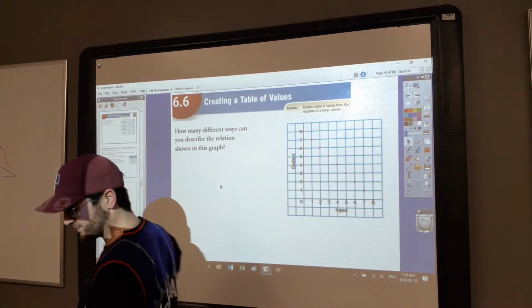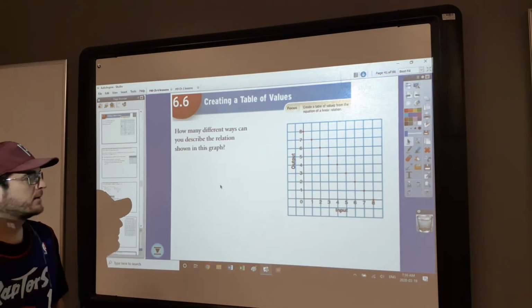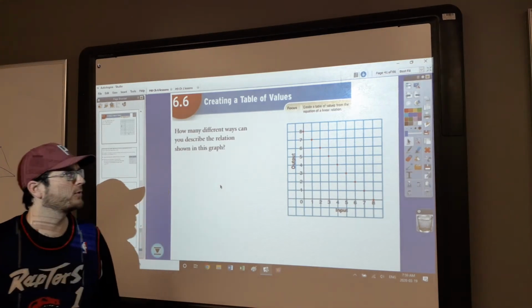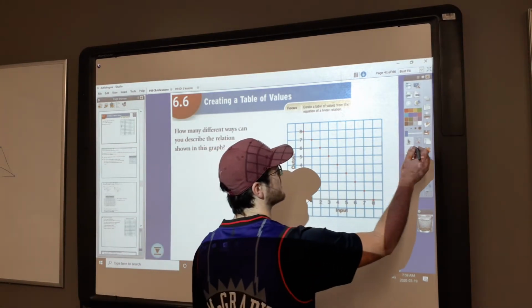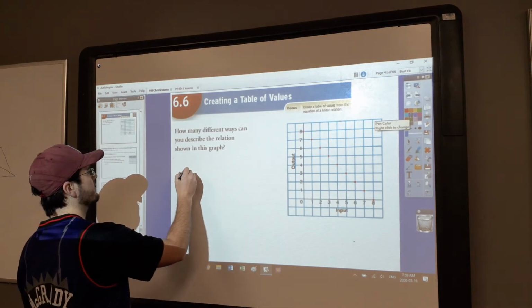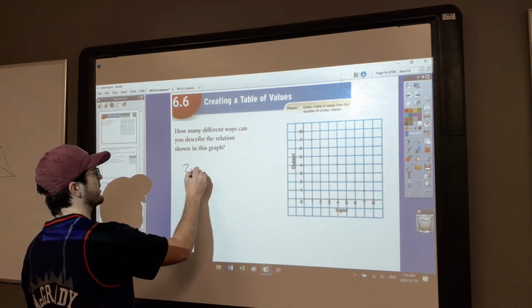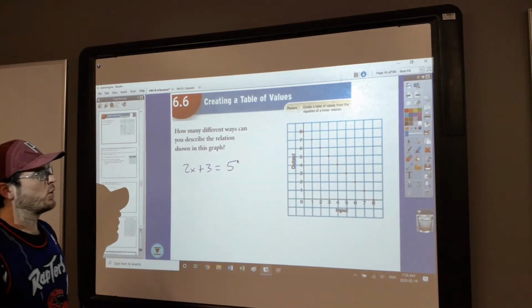All right, grade 8s, we're moving on to 6.6 today. So far in the chapter, up to 6.5, we've been solving different types of equations, whether it's one step or two step or various different kinds. You might do something like this and solve for what x is.